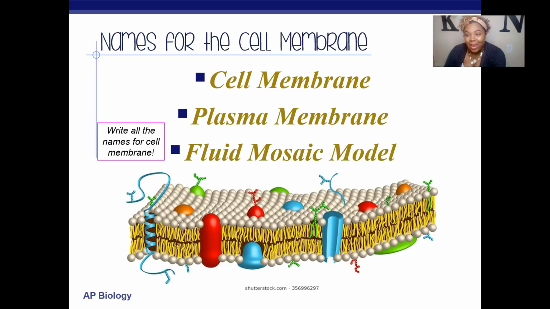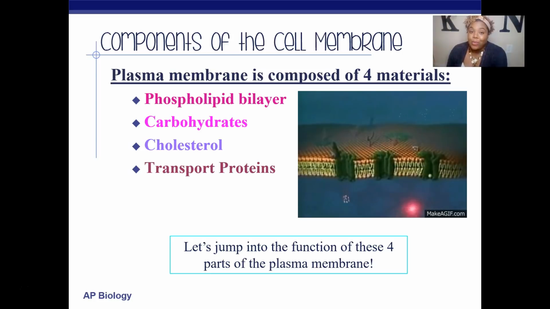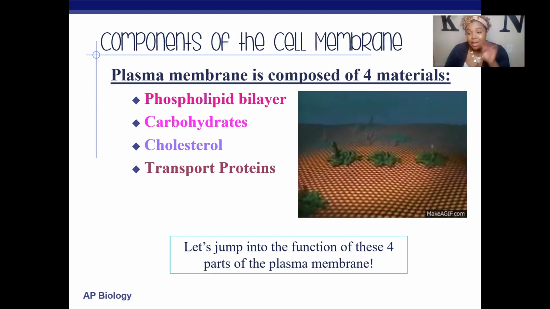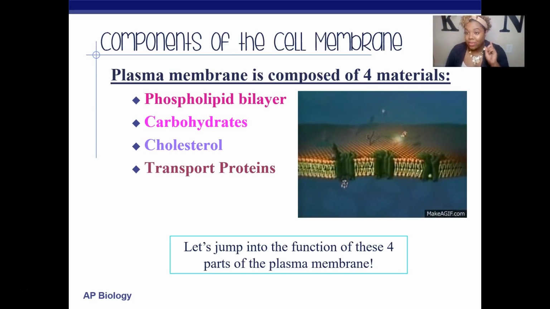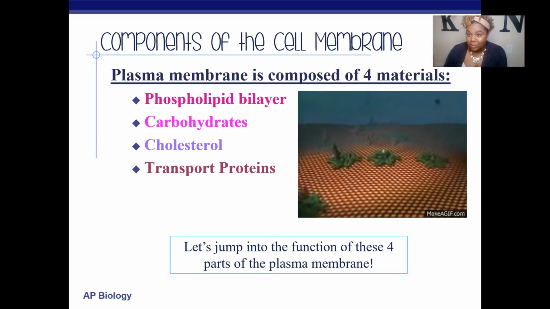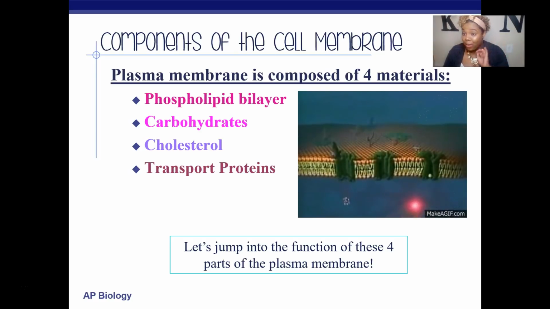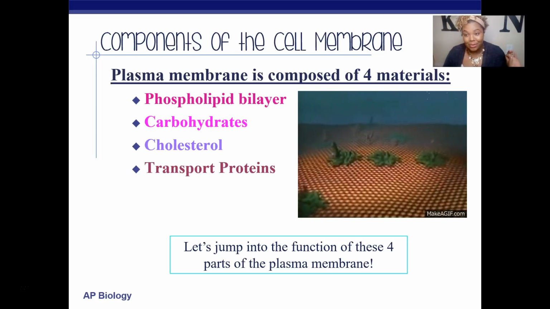So the cell membrane actually has 3 different names. You have cell membrane, plasma membrane, and fluid mosaic model. We're going to go more into where this fluid mosaic model one comes from because you've heard of the first 2. So, the cell membrane is composed of 4 different parts. You have the phospholipid bilayer, the carbohydrates, cholesterol, and transport proteins. If I was you, I would write all 4 of these down because they're very important.